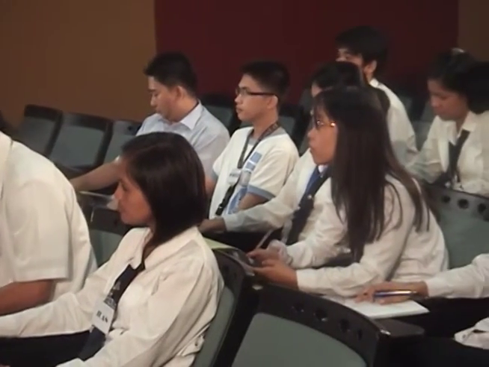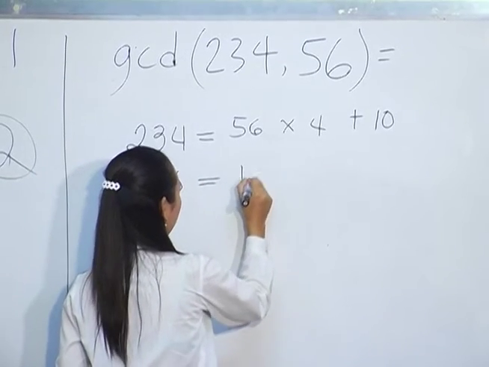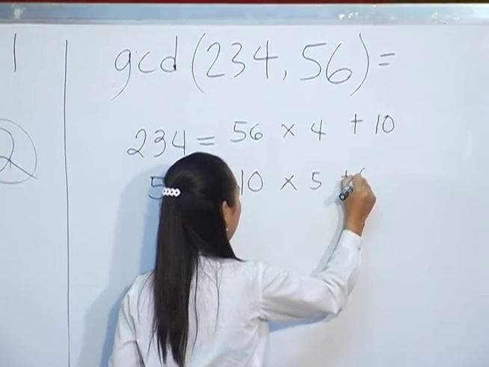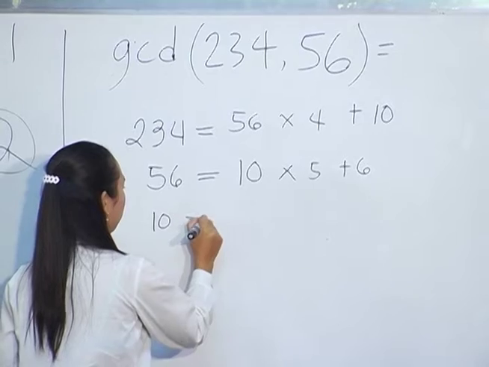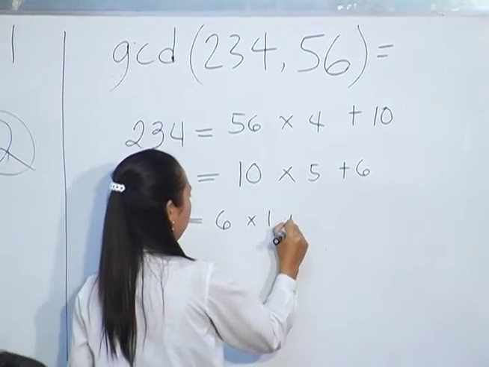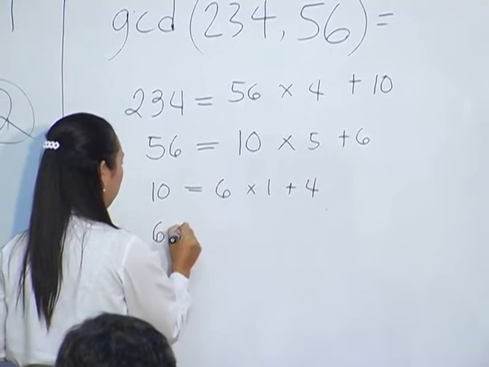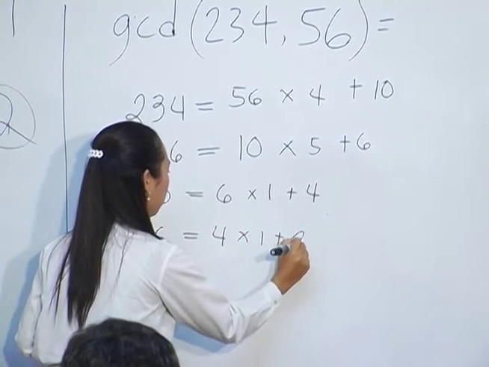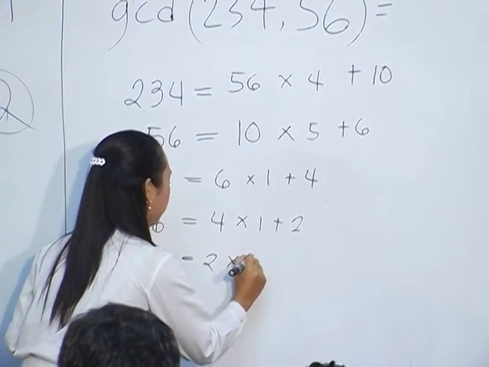Now you bring down the divisor 56 and divide that by the previous remainder. 56 is equal to 10 times 5 plus 6. And then we repeat. 10 is equal to 6 times 1 plus 4. 6 is equal to 4 times 1 plus 2. 4 is equal to 2 times 2 plus 0.